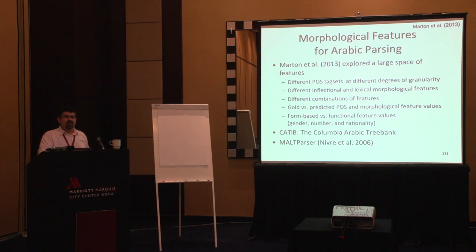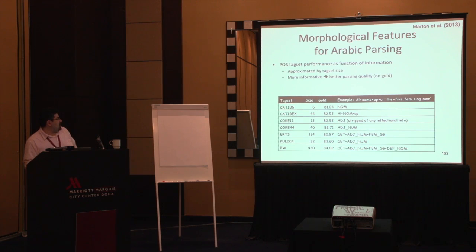So we looked at different part-of-speech tag sets, different ways of looking at them, different degrees of granularity, the value of different inflectional features, different combinations of features, and the issue of whether you evaluate using gold or predicted. Gold evaluations are nice, but they're not real, right? Because when you get a new sentence, you're not going to have a gold part-of-speech tag and gold features for that sentence. So the real practical test will be how well it does when all these features are predicted. And also we looked at this question of form versus function-based values.